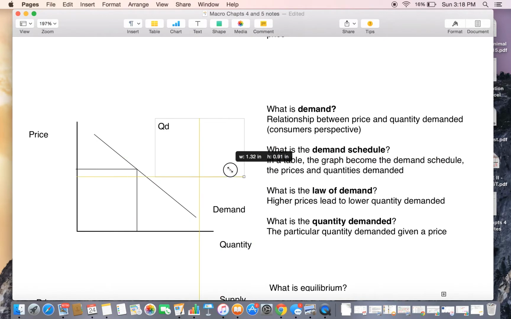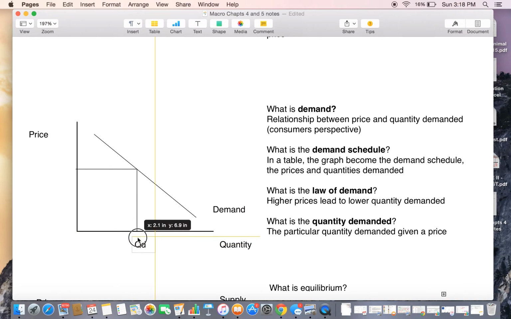Now, because consumers are sensitive to prices, and we're going to go further into this, not so much in macroeconomics, but when you take a microeconomics course, or if you have taken a microeconomics course, you would understand that consumers are constrained by budgets. And that means that at lower prices, consumers will demand more of a good that they prefer.